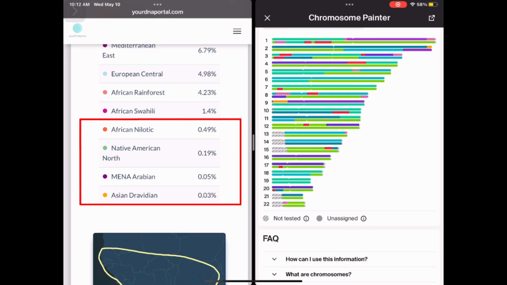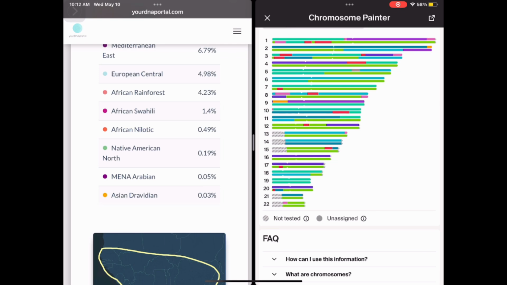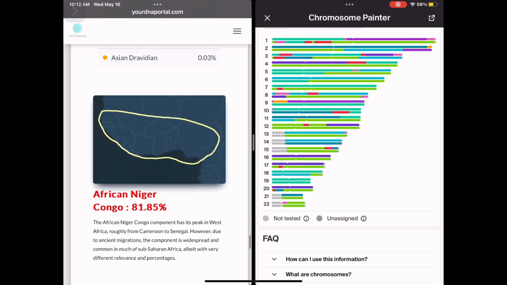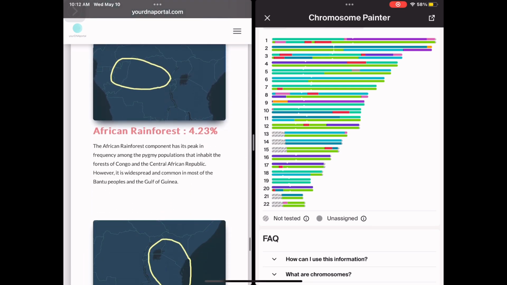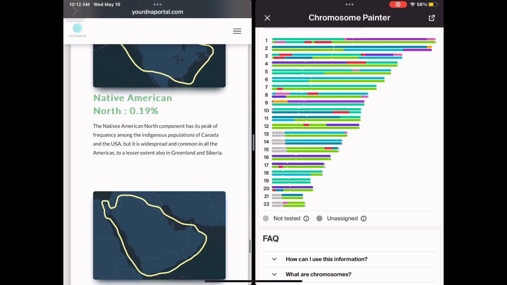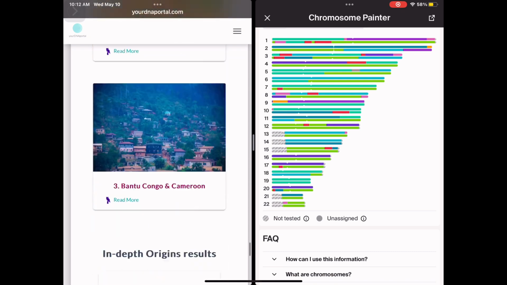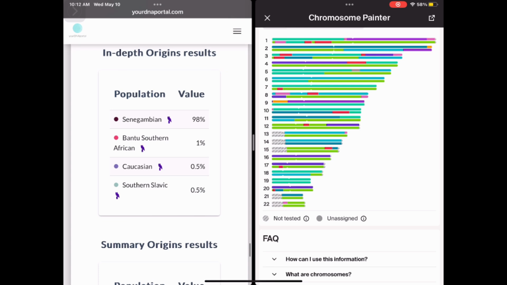Chromosome 20 shows African Nilotic at 0.49%, Native American North at 0.19%, MENA Arabian at 0.05%, Asian Dravidian at 0.3%. In-depth origins show Caucasian 0.5, Southern Slavic 0.5.